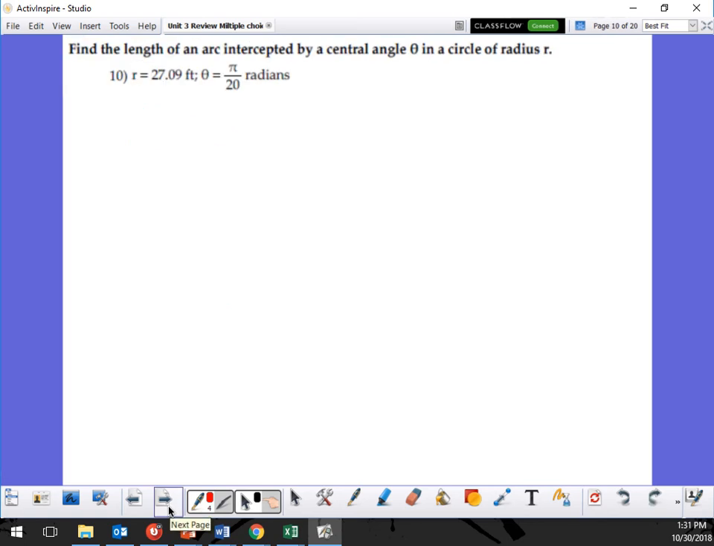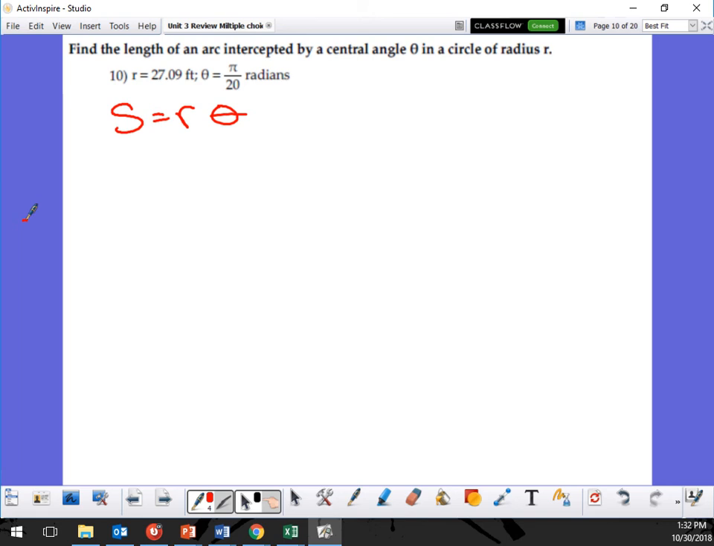Find the length of an arc. Now, remember I asked you guys to memorize these things. What is the formula for arc length? S equals R theta. Arc length is S equals R theta. So in this case, I'm looking for the S, right?